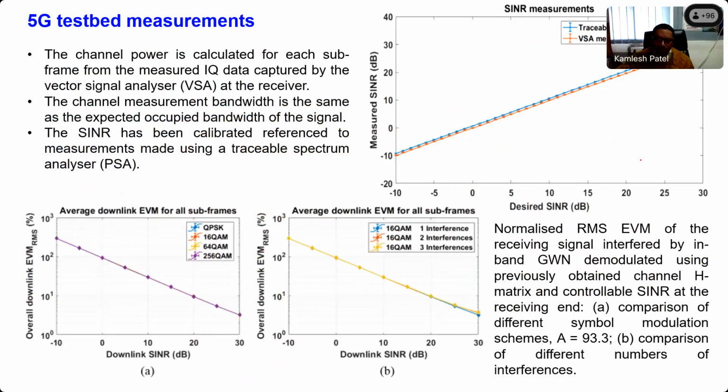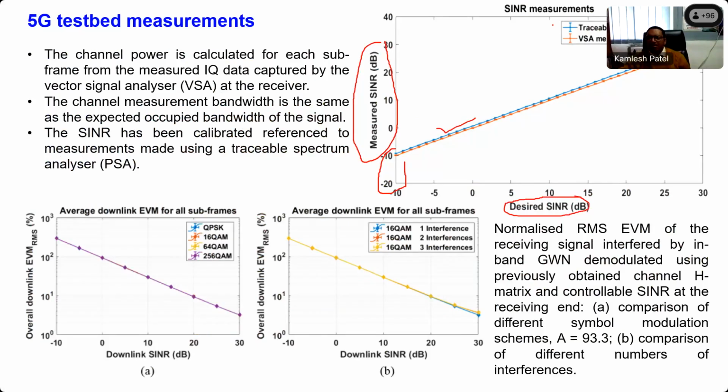After the setup, they have performed the measurement, and in this measurement they have compared the value of desired SINR in dB with the value of the measured SINR in dB. They found a linear relationship. There is a small deviation from the starting value. Otherwise, the value is almost linear.